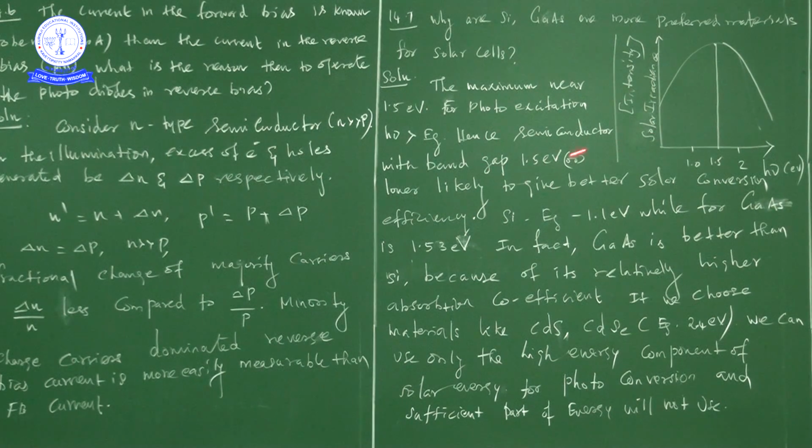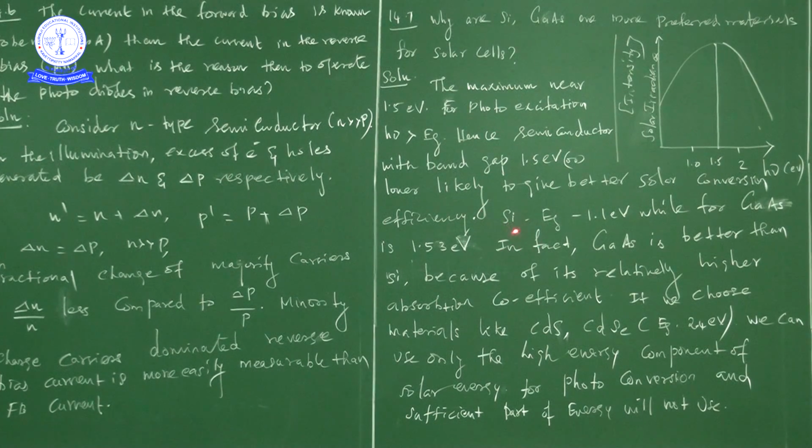Hence the semiconductor with a band gap of 1.5 electron volt or lower gives better solar conversion efficiency. Why? Because at 1.5 electron volt the intensity is maximum. See the graph. Those materials having a band gap of 1.5 electron volt or less will be best for solar conversion.